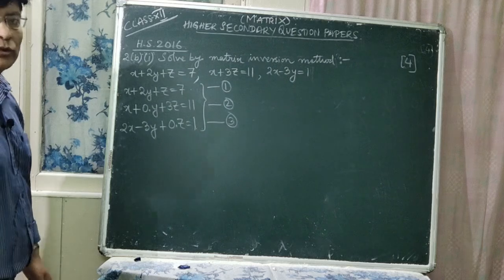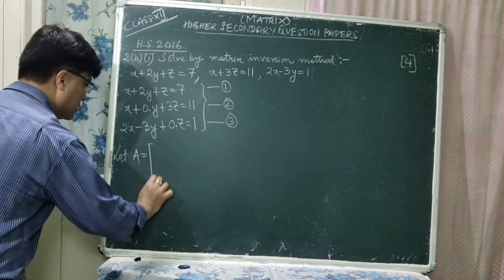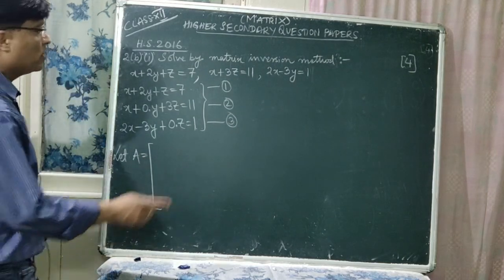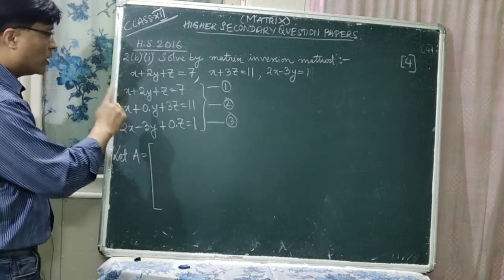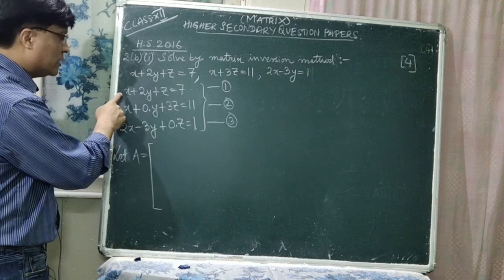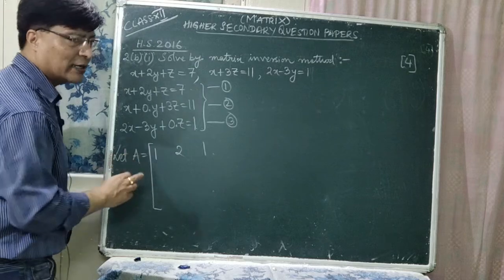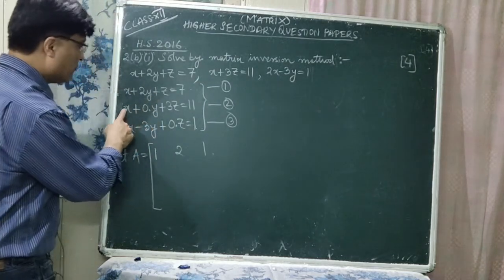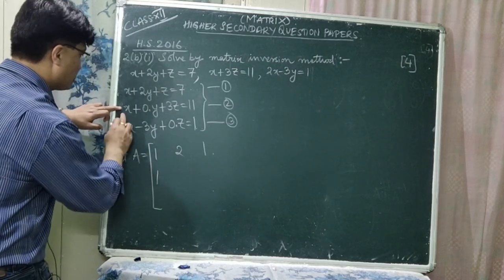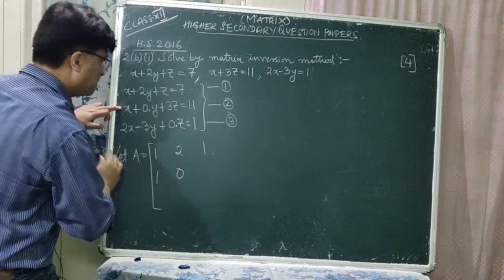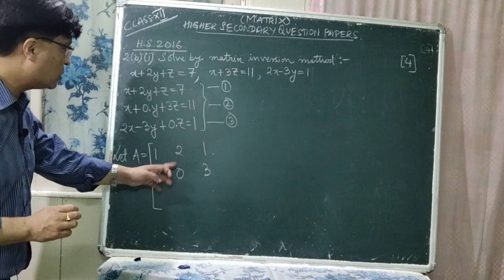Now let us write down the coefficient matrix. Let capital A be equal to, what is the coefficient matrix here? You have to write down the coefficients of x, y and z from the first equation. It is 1, 2, 1. You write here 1, 2, 1. And in the second row, what will you write? That is the coefficients of x, y and z from the second equation. What is the coefficient of x? 1. Coefficient of y here is 0. Coefficient of z is 3 here. Okay, that is 1, 0, 3.